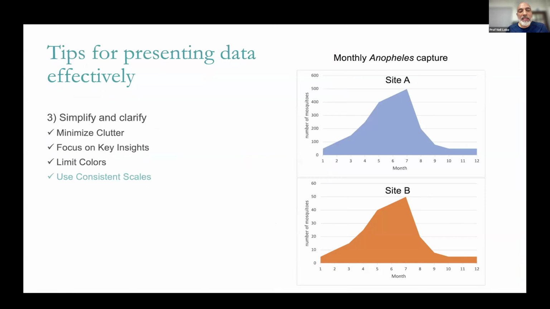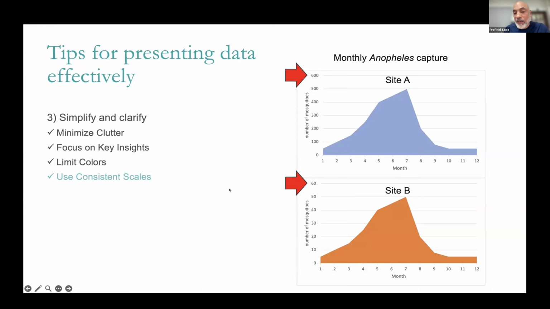Use consistent scales. This is important. When we're presenting two things, for example, let's say this is the monthly Anopheles capture. Your y-axis is the number of mosquitoes, and the x-axis is the month. This time I remembered to explain the x and y-axis. This is site A and this is site B. And when you just look at the figure, it looks like, oh, wait, site A and site B have about the same mosquitoes. But do you notice the scales on both figures? On one of them, it is 600, and on one of them, it's only 60.